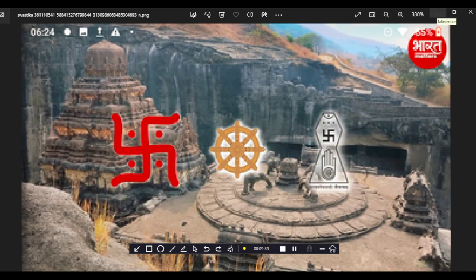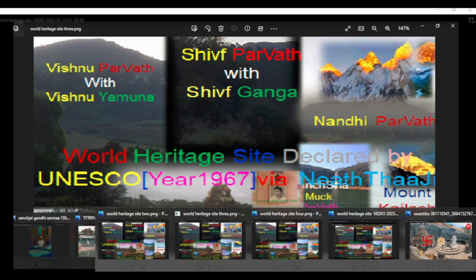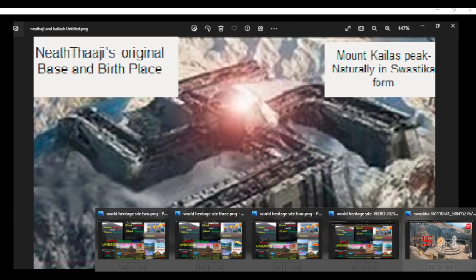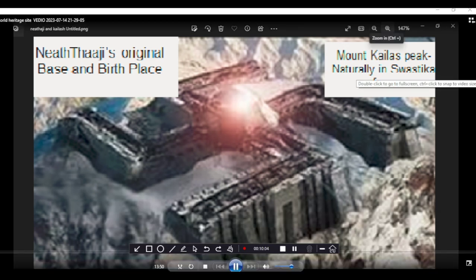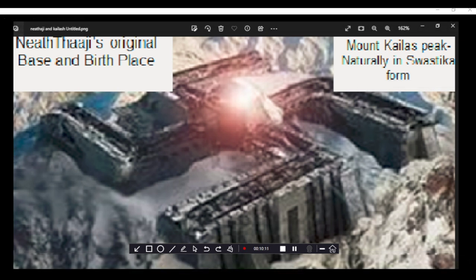Actually, Swastika originates from Mount Kailash. That is the beauty. And the historians, they made a big blunder. Original Jainism springs from sacred mountains of Mount Kailash. I will show again that particular structure. Mount Kailash Peak naturally designs the Swastika structure from it, the big coin. That is the beauty of it.